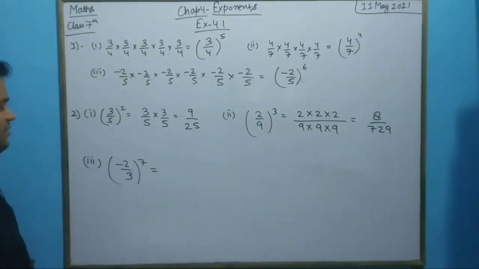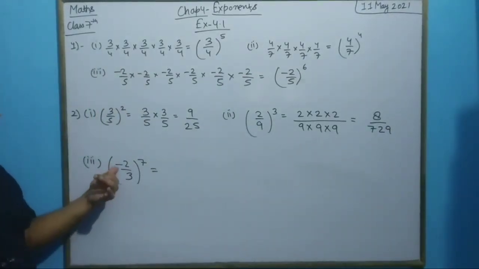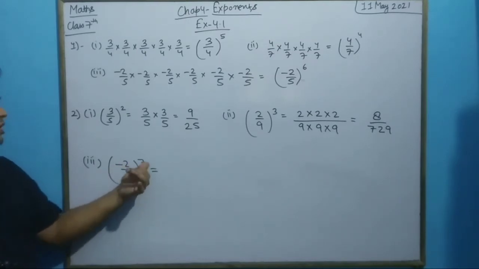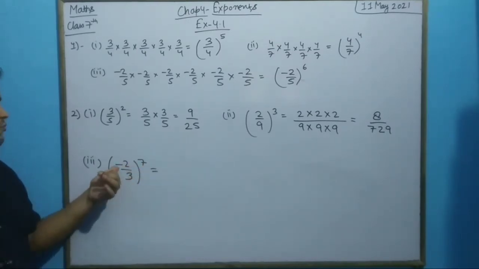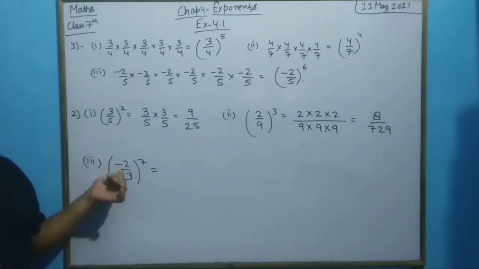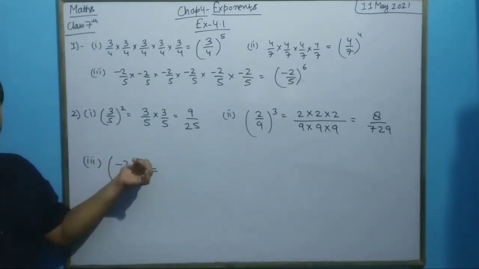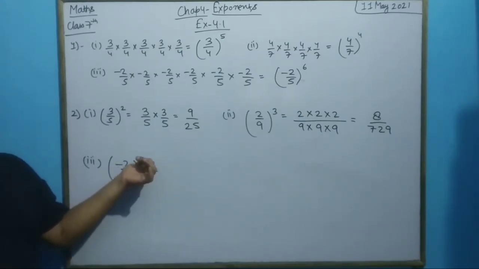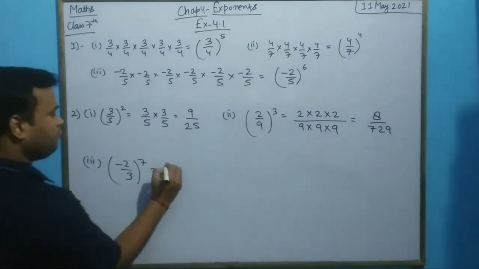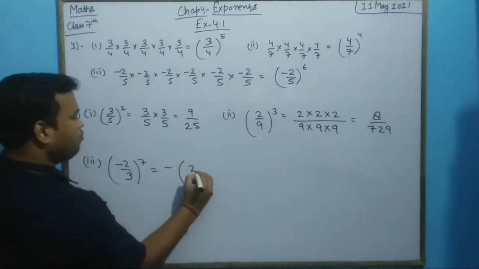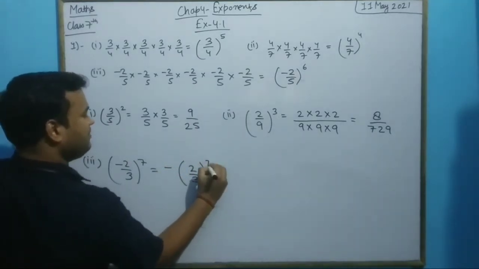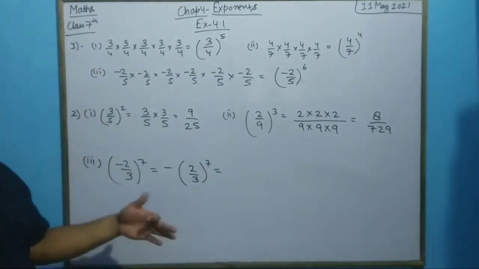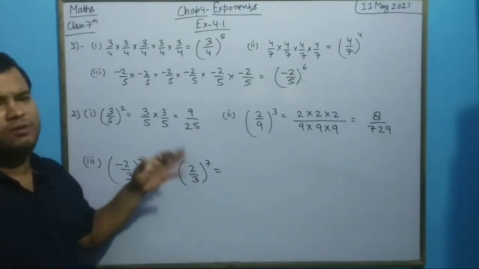Now again let us see. Here it is minus 2 by 3 to the power 7. I have told you that here it is negative, and negative is raised to an odd number power. When minus is raised to an odd number of times, it will be negative. So the answer will be negative 2 upon 3 the power 7. You must be very careful with the sign. So the answer will be in minus.